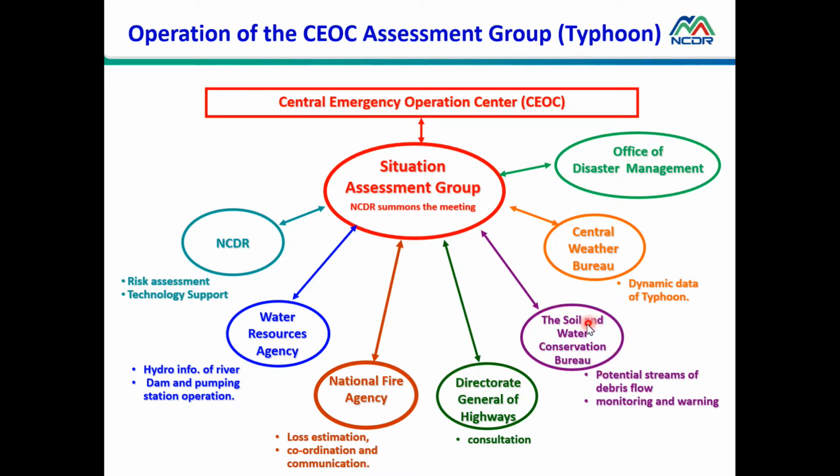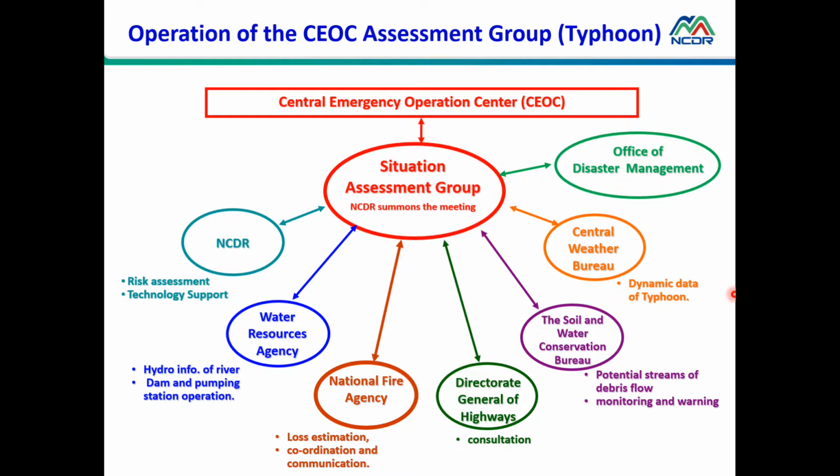The Soil and Water Conservation Bureau provides information about debris flow hazards. And the Central Weather Bureau plays a very important role. It offers us a lot of weather parameters. Based on the parameters of typhoon, weather, temperature, and everything, my office will run some numerical models to estimate impact. Another member of the situation assessment group is the Office of Disaster Management. In case of any urgency, the Office of Disaster Management will inform local governments directly.